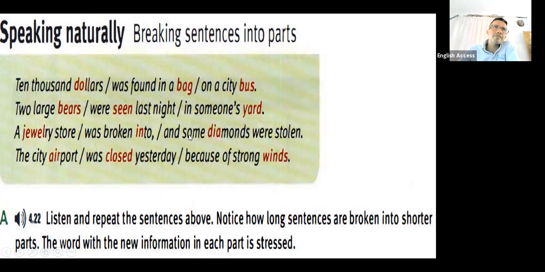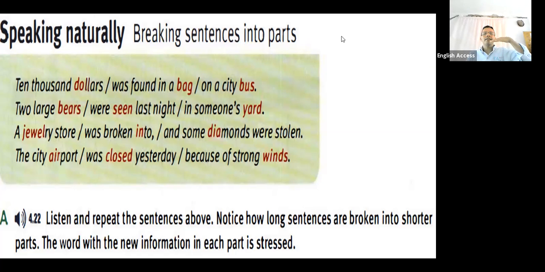It's like the words that you want to put some emphasis on in the sentence, right? It's where the speaker wants you to pay attention. Like, the city airport was closed yesterday because of strong winds. If you see how my voice raises from flat to up, down, flat, up. That's what intonation means in a sentence, right?